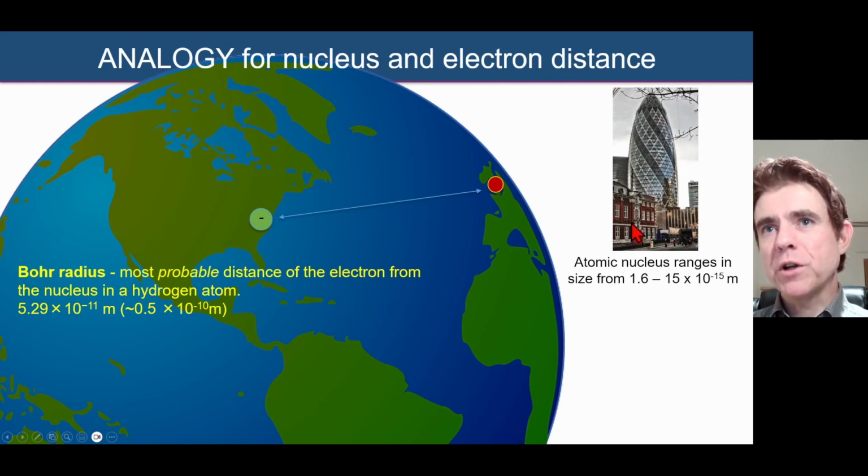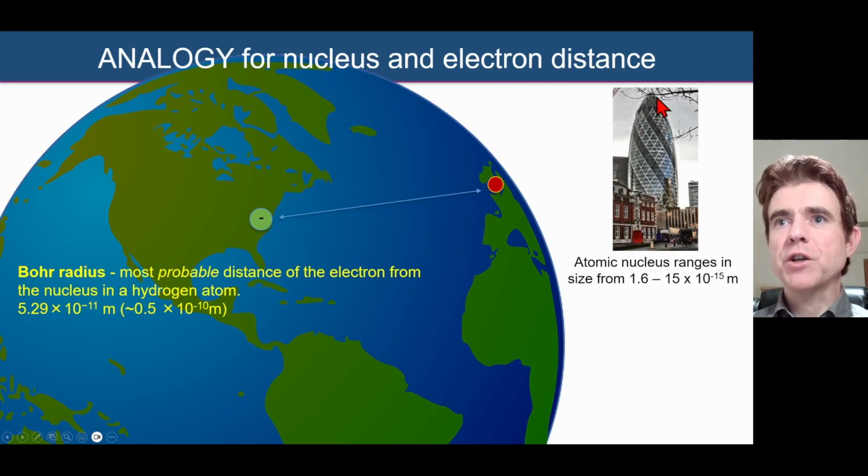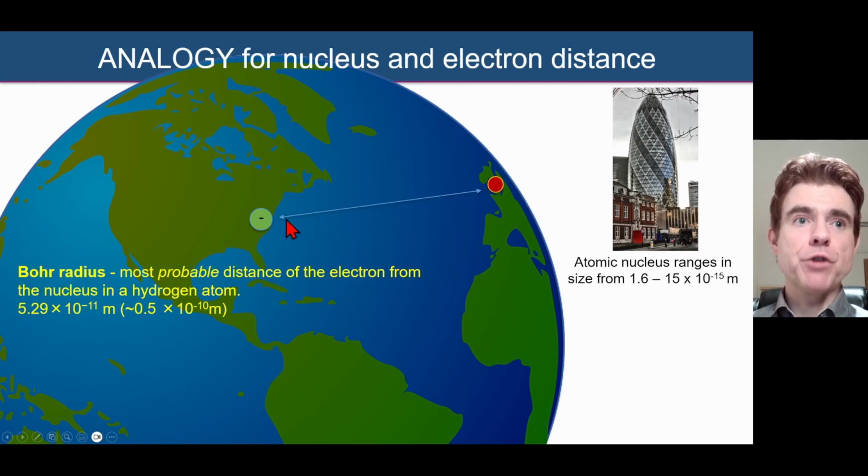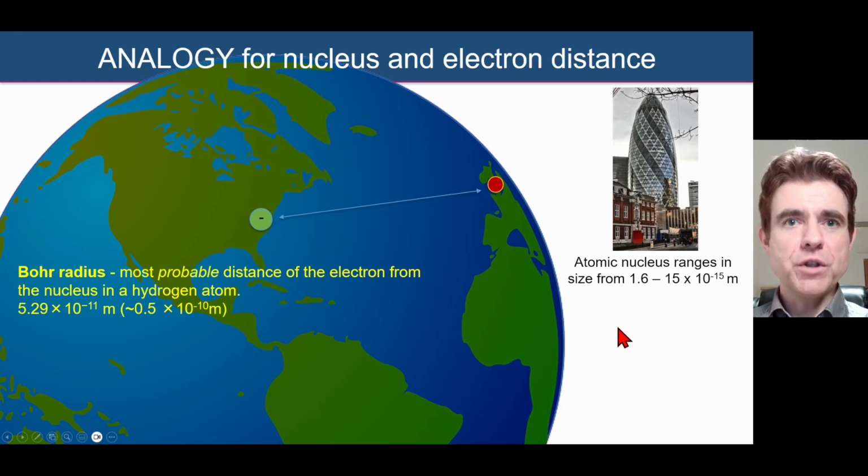So if we imagine the nucleus, the proton, being the size of that Gherkin tower located in London, then the most probable location of where we would find the orbiting electron around that proton would be, quite incredibly, roughly the east coast of the USA. So just consider how much free space there is between the proton and the orbiting electron. Again, this is just an analogy to understand the scale of space between the proton and the orbiting electron.